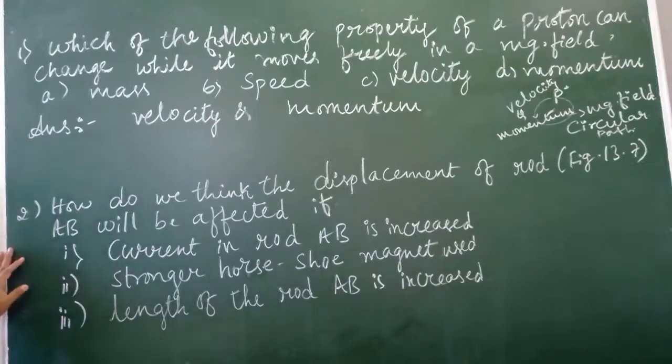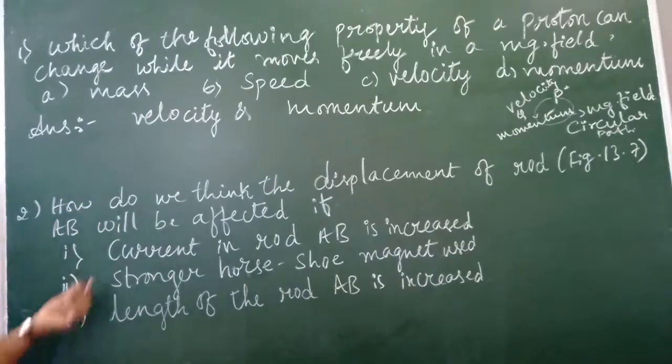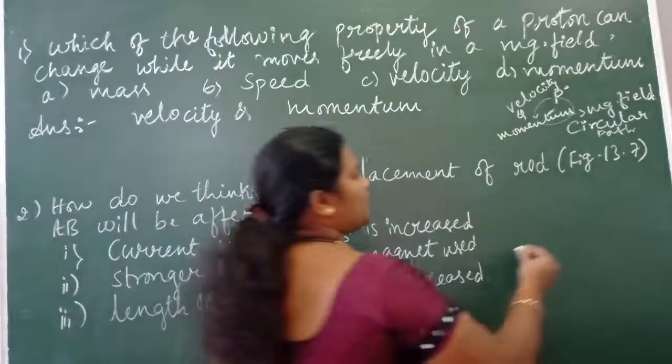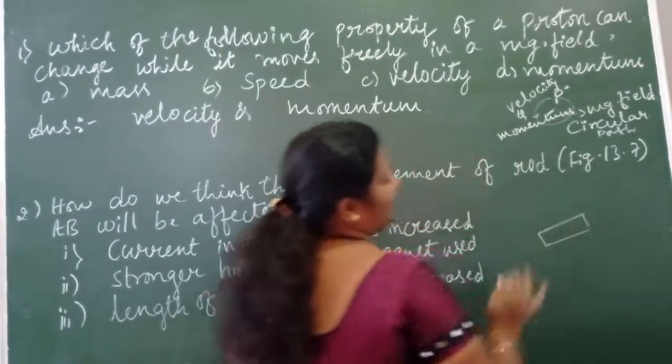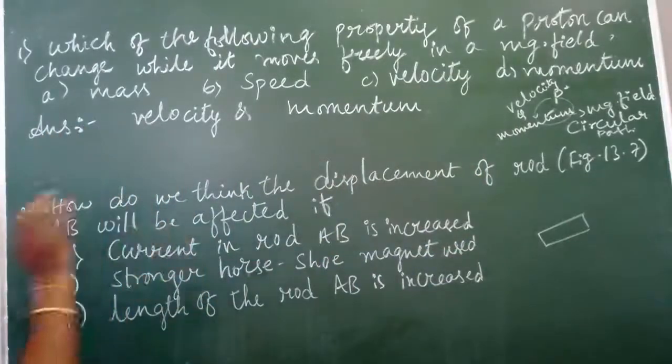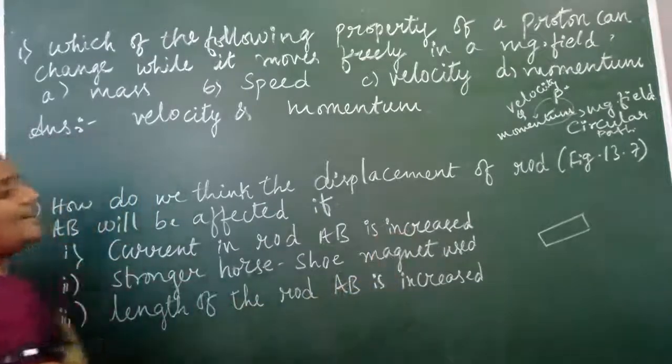The next comes: how do we think the displacement of a rod in figure 13.7, that is force on a current carrying conductor, will be affected? In that experiment, the figure is there. How will this rod AB be affected? Suppose the current in rod AB is increased. See, imagine, children, this is a rod which has some length. You can take it as a 5 cm aluminum rod.